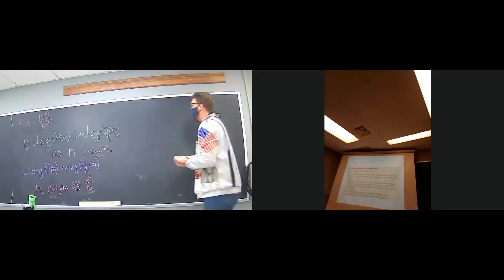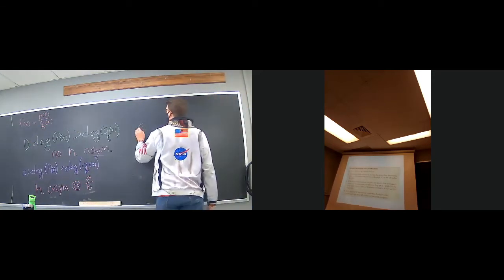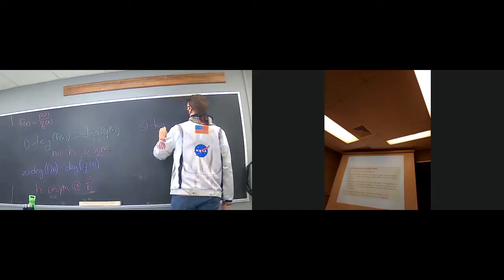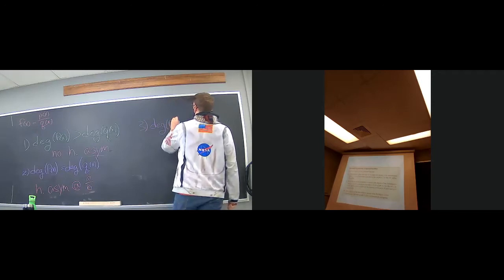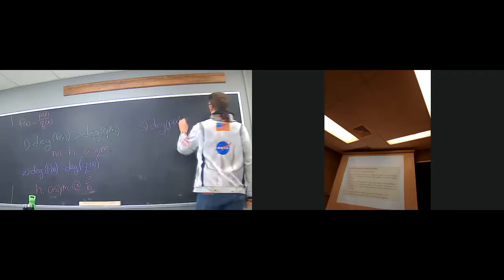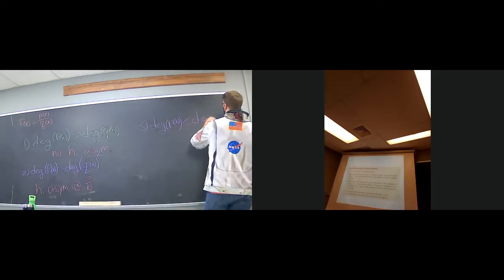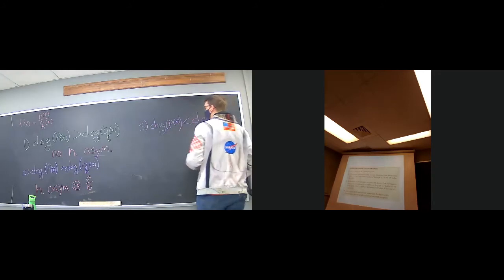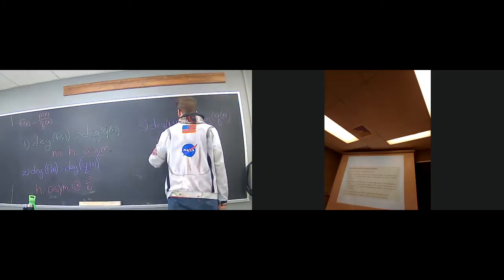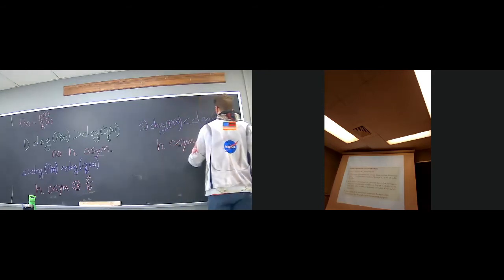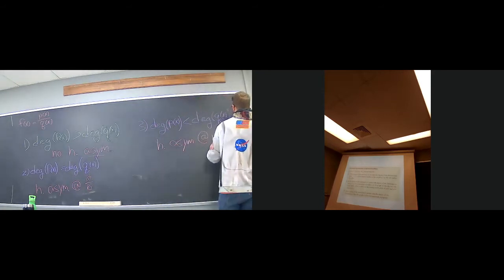And then finally, we have the third case. Where the degree of your numerator is less than the degree of your denominator. In which case you have a horizontal asymptote at y equal to 0.